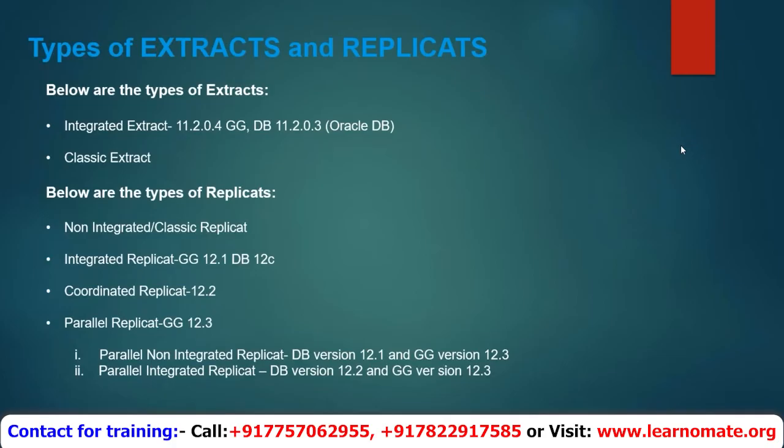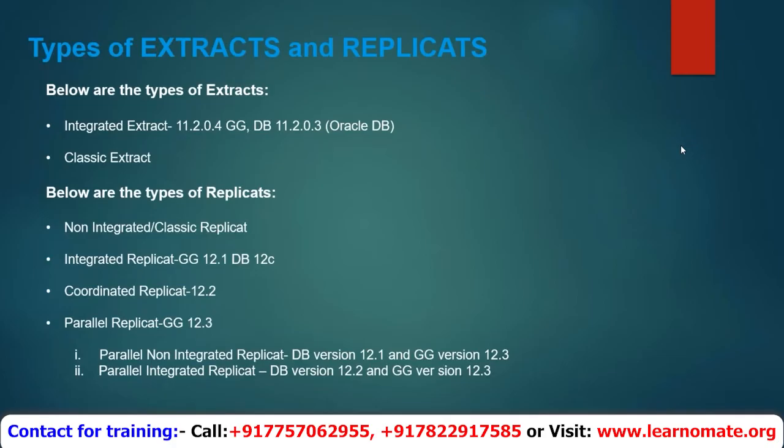So coordinated replicate is making classic replicate run in parallel mode. Parallel replicate is the latest type of replicate and it is a very huge performance improvement. It brings a lot of performance improvement. Why? Because there are multiple applier and mapper processes which run in parallel replicate.